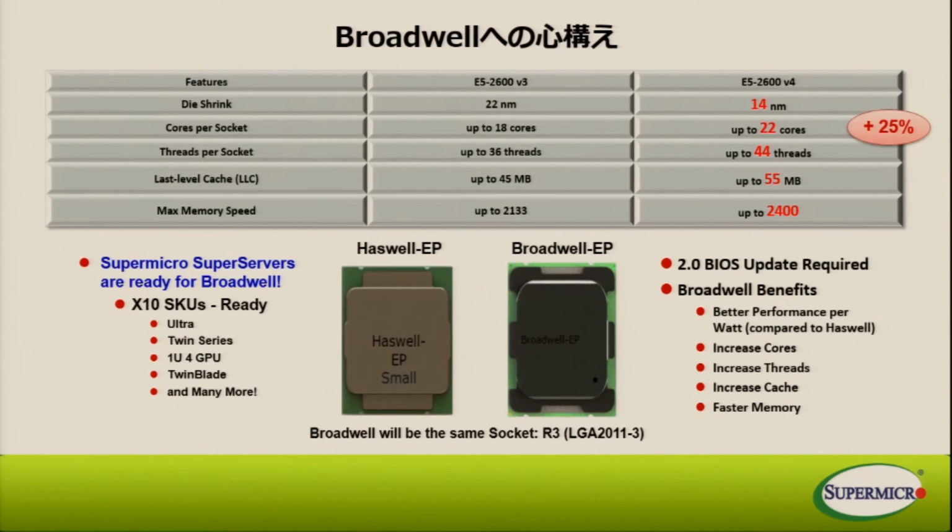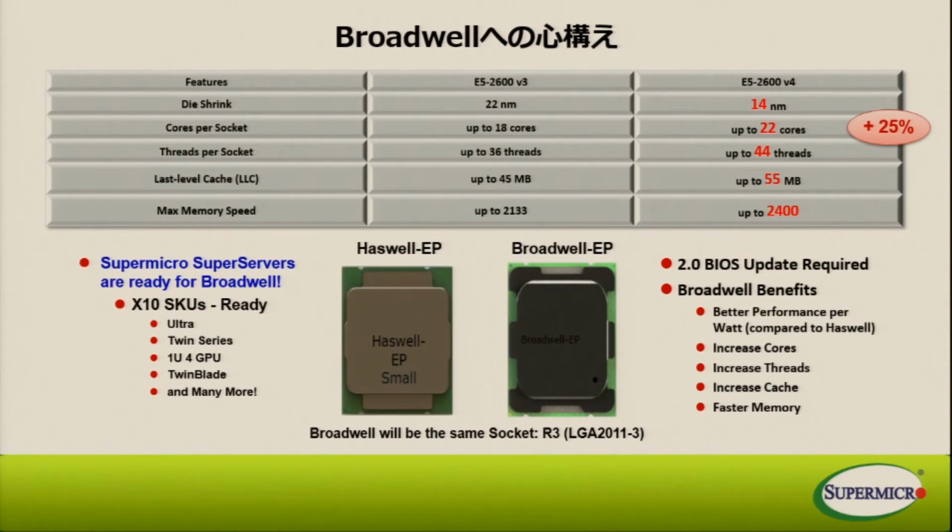So today, most VDI applications are using Haswell CPUs, which is the V3 2600 series from Intel, and we will have Broadwell coming in soon. Basically, it's going to be available Q1 next year, but there are samples available right now for testing.